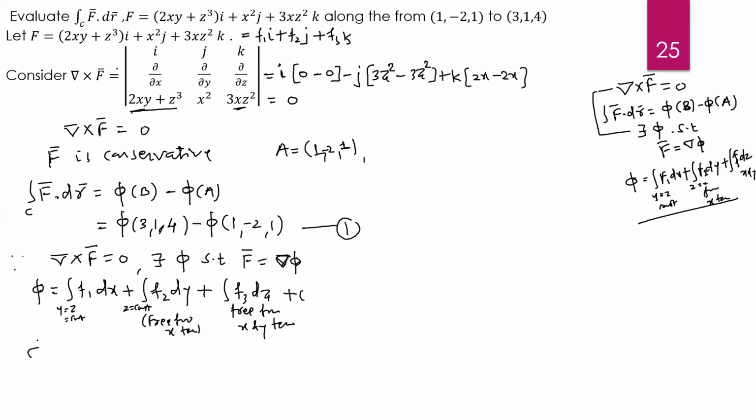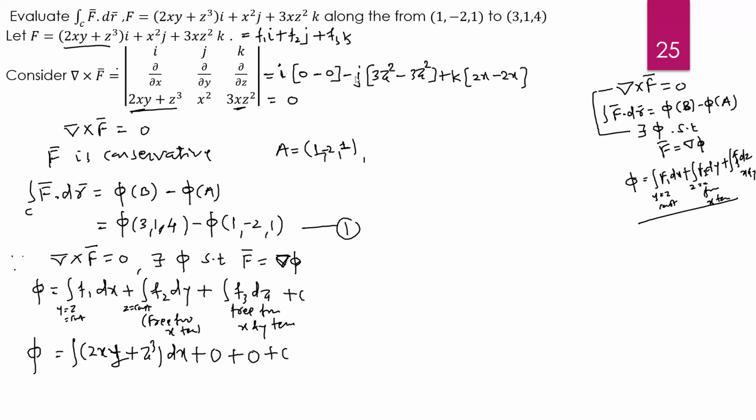Okay. Now phi is equal to the integration of F1, the coefficient of i, that is (2xy plus z raised to 3) dx, plus the integration of F2, the coefficient of j, but here we want the term not containing x. Here x is present, so there is no term, say 0 term. Now plus integration of F3, which should be free from x and y. So here x is there, so there is a 0 term, and plus an integration constant.